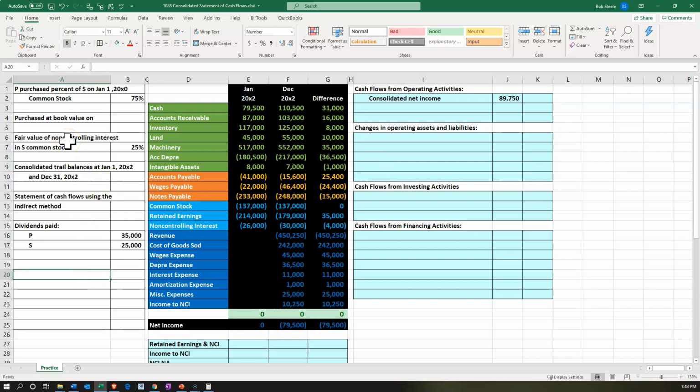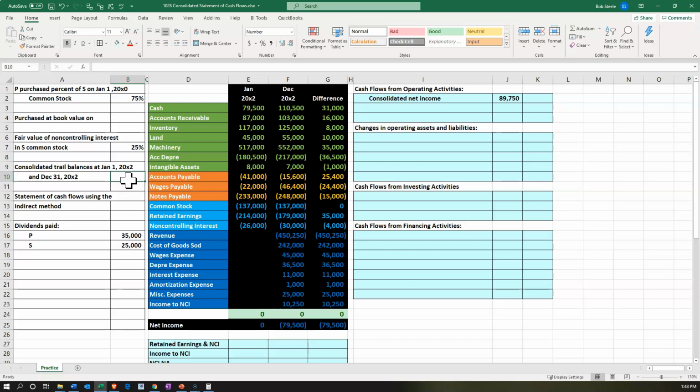We have P purchase percentage of S, P the parent, S the subsidiary, January 1st, 20X0. Common stock, that's going to be the 75%, so we have a breakout between parent and subsidiary, 75% parent, 25% subsidiary. The purchase at book value, so that means we don't have any differential we need to deal with here. The fair value of the non-controlling interest is 25%. The consolidated trial balance as of January 1st, 20X2 and December 31st, 20X2 are on the right.